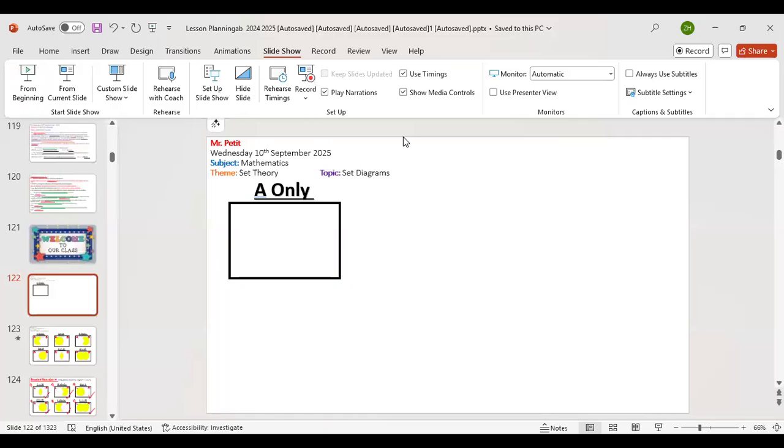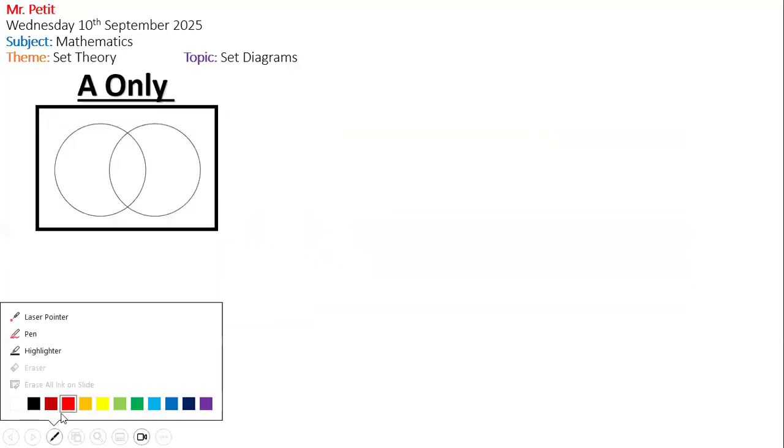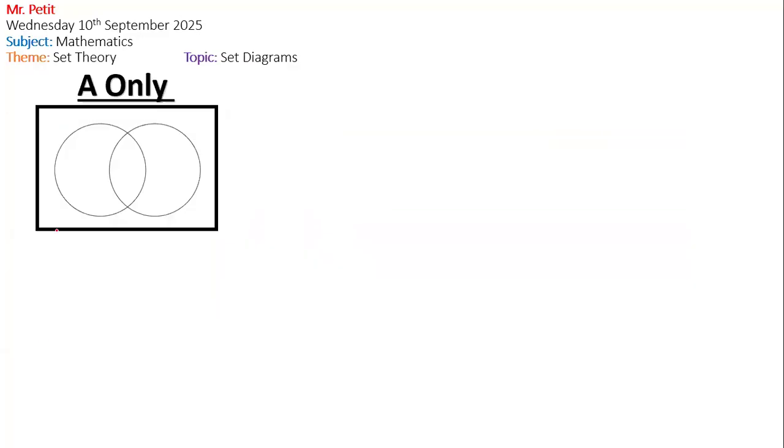Let's go ahead and draw that. I'm going to put the circles inside. So we have our 2 circles. Let's label this side A, and let's label this one side B. So this is A and this is B.